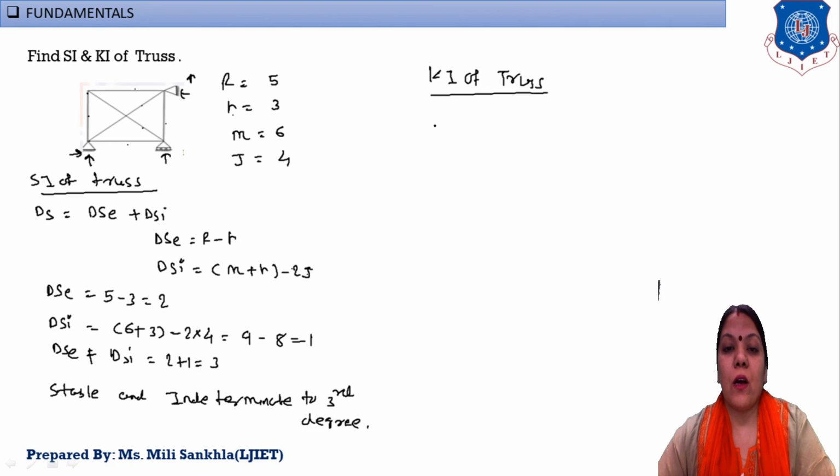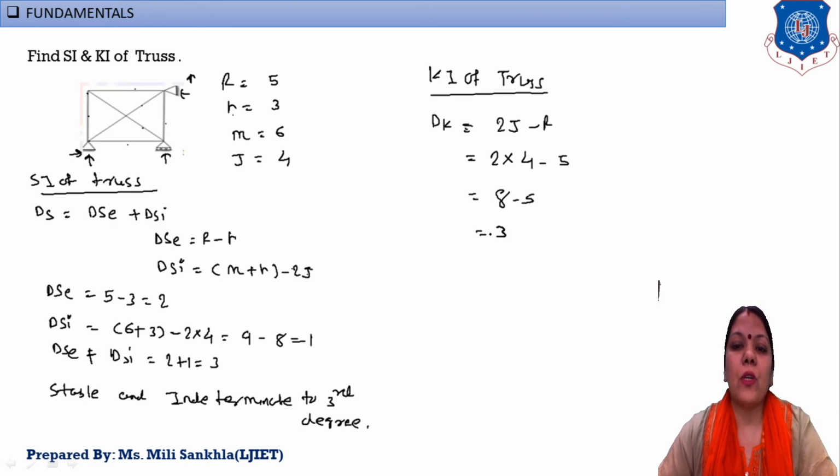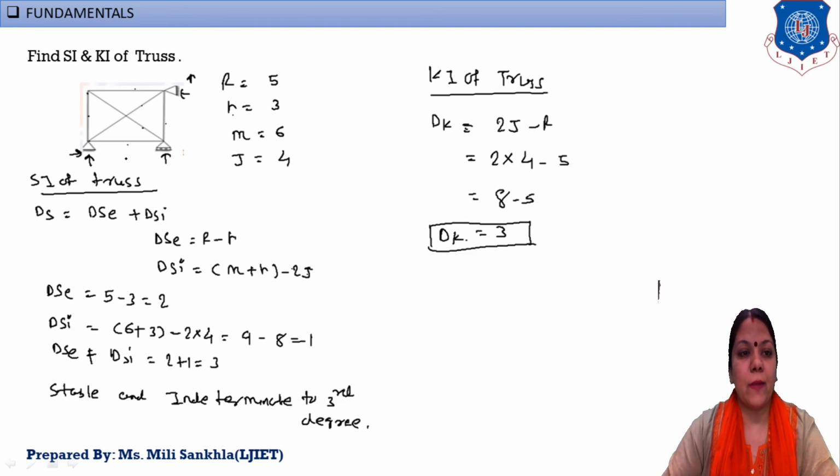Now the notation of this Ki is equal to DK. What is the equation of DK for a truss? 2j minus r. Here 2 and j for joints, that is 4. The number of reactions capital R is equal to 5. So 2 times 4 is 8, 8 minus 5 is equal to 3. My answer of DK is equal to 3. Is this answer right or wrong? We verify.